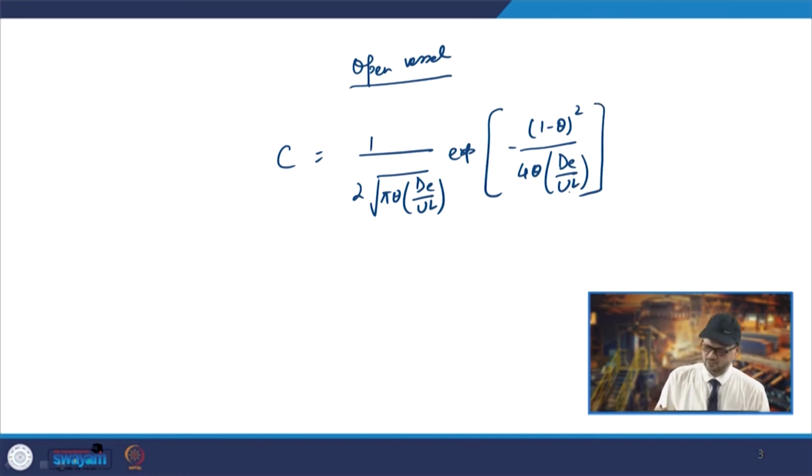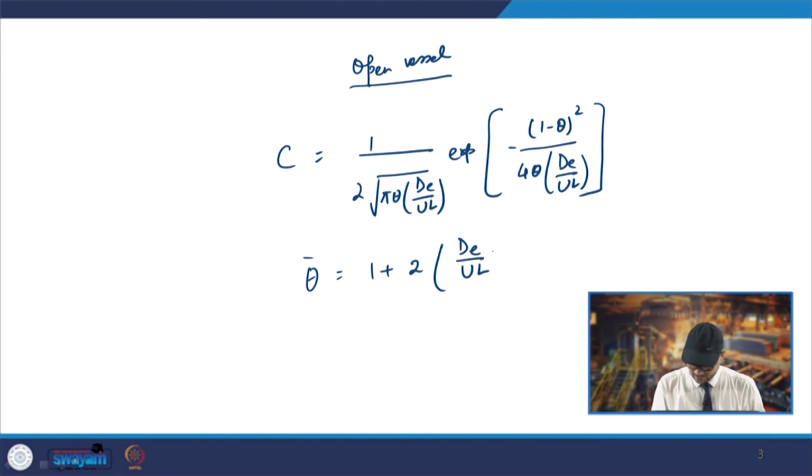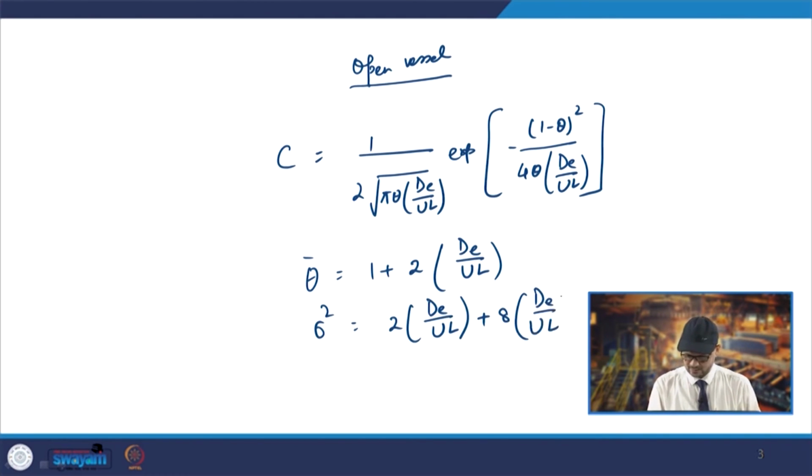This is the solution of equation 4.13, and in this case if you try to find the mean and variance of the family of the curve, the mean will be 1 plus 2 times dE upon UL, and the variance is 2 into dE by UL plus 8 into dE by UL whole square. So, this is how the family of curves can be drawn for the pulse input.